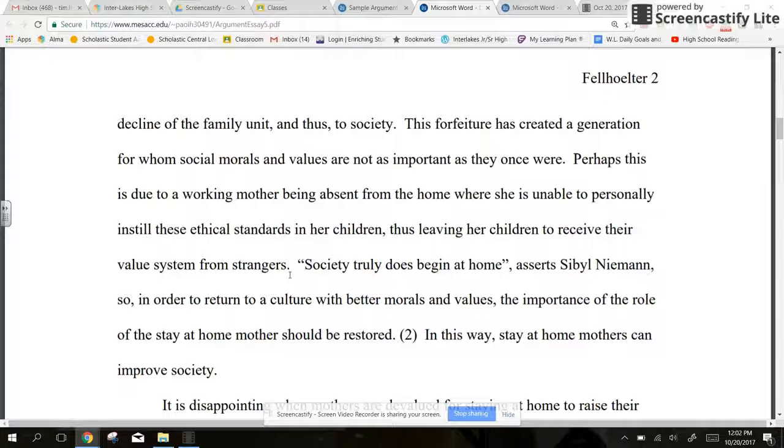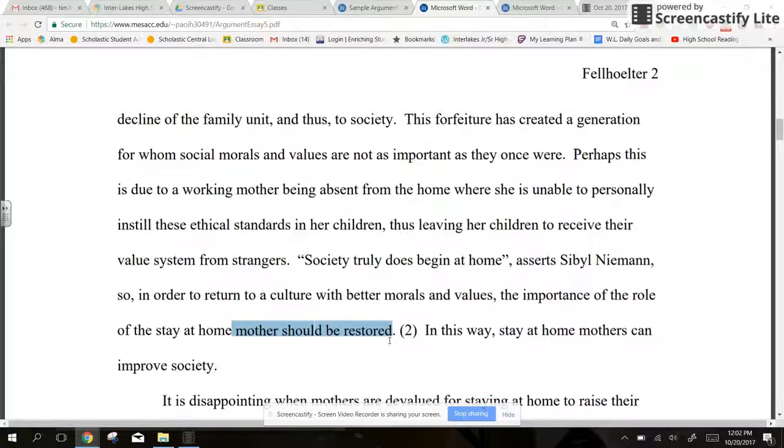Society truly does begin at home, asserts Sybil Neiman. So, in order to return to a culture with better morals and values, the importance of the role of the stay-at-home mother should be restored. There we go, cause and effect. Loss of values. Bring in the quote. Therefore, stay-at-home mothers should be restored. Okay. In this way, the stay-at-home mothers can improve society. So now they've circled back around to the thesis.